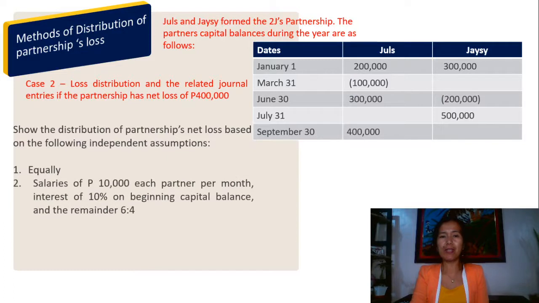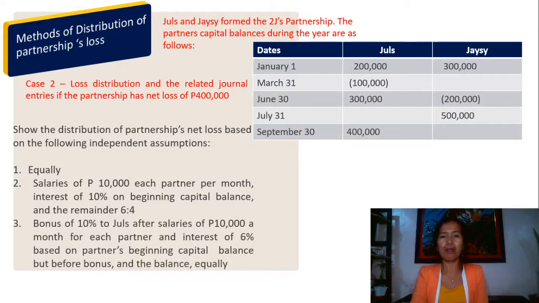Second, provision of salaries and interest, and the remainder 6:4. And the last assumption is the provision of bonus after salaries, after interest, but before bonus, and the balance to be divided equally among the partners.